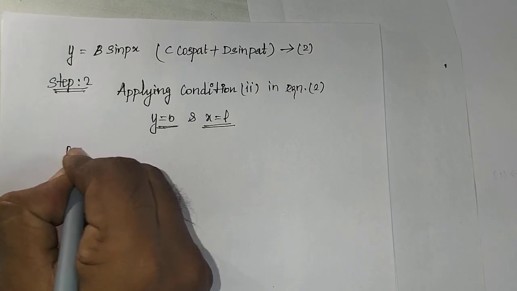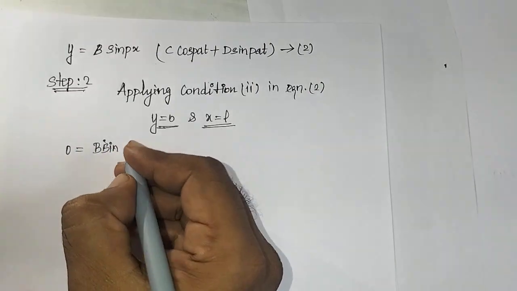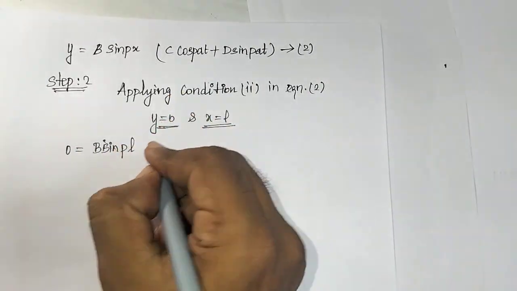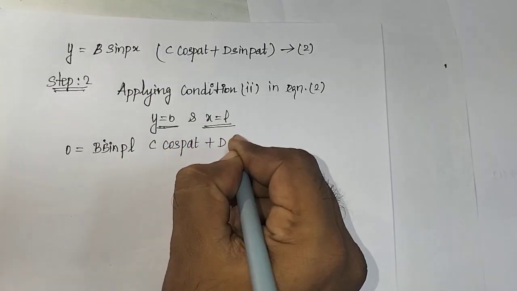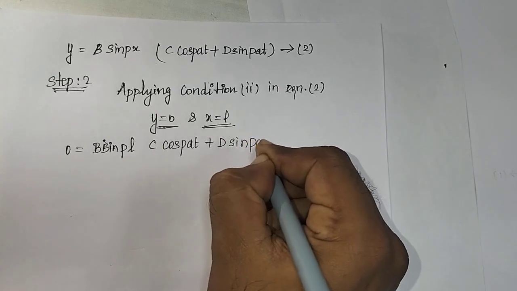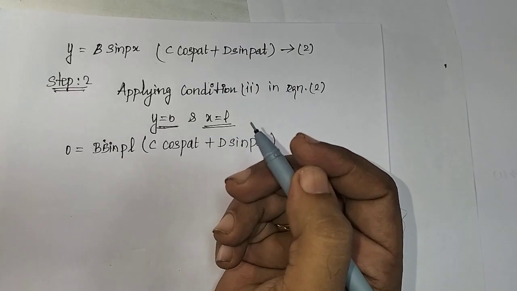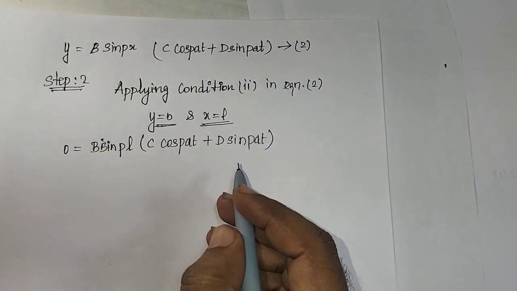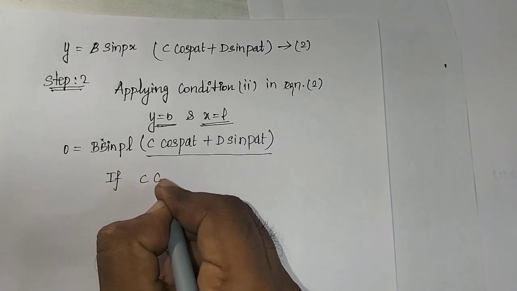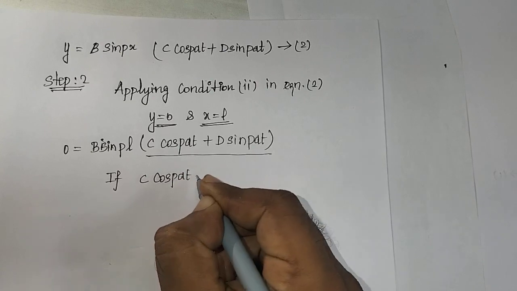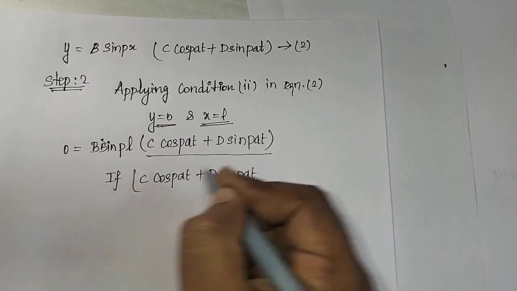On the left hand side y equals 0, and on the right hand side x we have to change: B sin pL and C cos pat plus D sin pat, as it is we can write. From this, again we have to apply the trivial solution rule based on equation 2. Here again I am taking C cos pat plus D sin pat equal to 0.